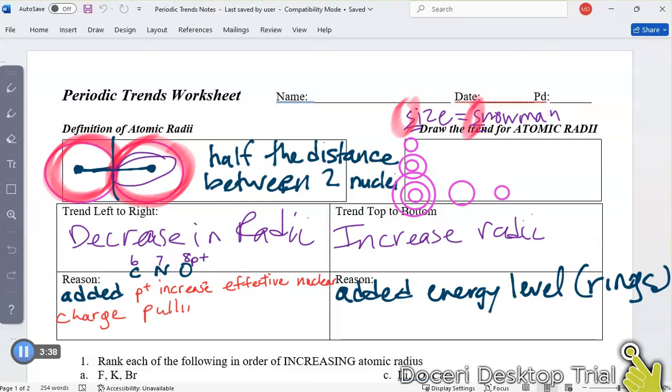Pulling electrons closer, slightly closer. Not too much, slightly closer, making it smaller. So as we go left to right, we're adding more protons. So carbon is going to be slightly bigger than nitrogen, and it's going to be slightly bigger than oxygen. Slightly, okay? My picture is clearly showing that, but slightly. So we go left to right. Increase protons, added protons, increase effective charge, pulling electrons closer.